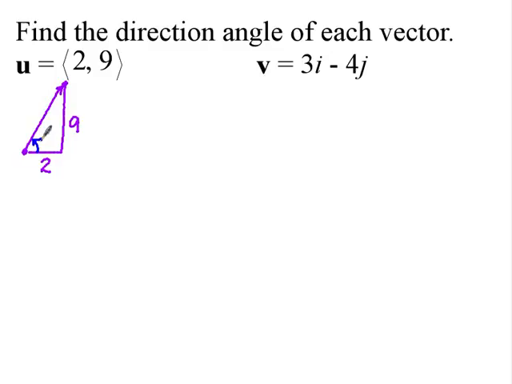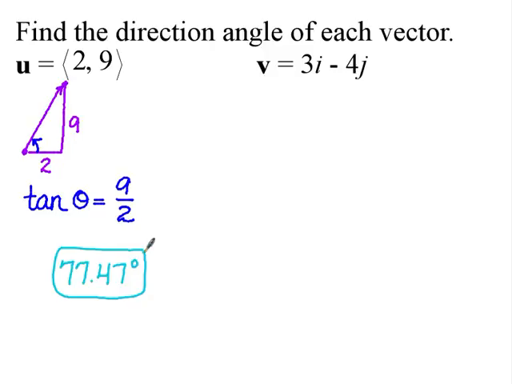How can I do that? Tangent. So the tangent of that angle, we'll call it theta, equals 9 over 2. So if you go ahead and calculate the inverse tangent of 9 over 2, what do you get? 77.47 degrees.